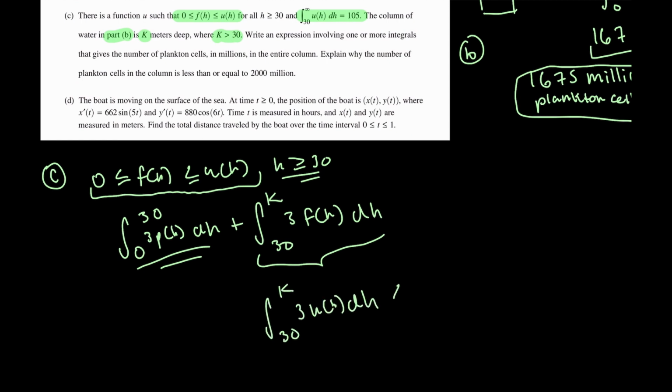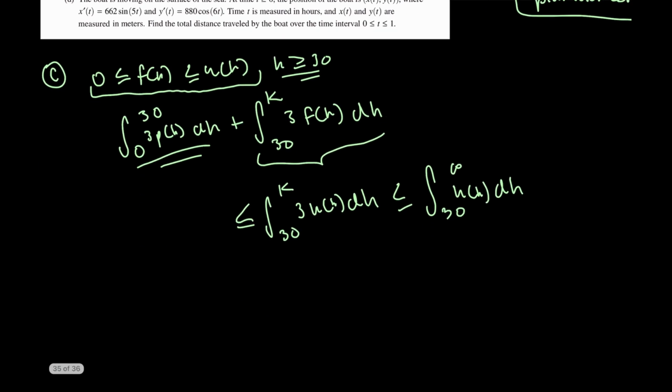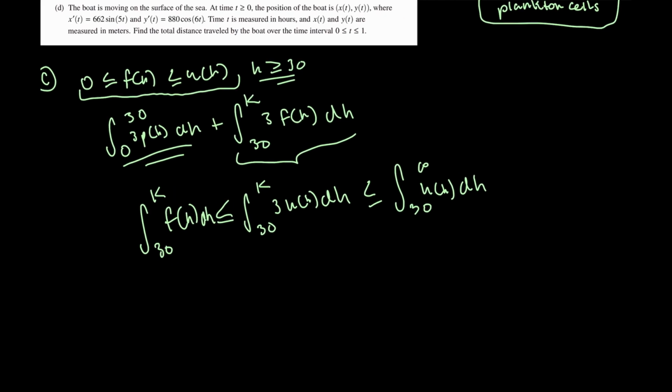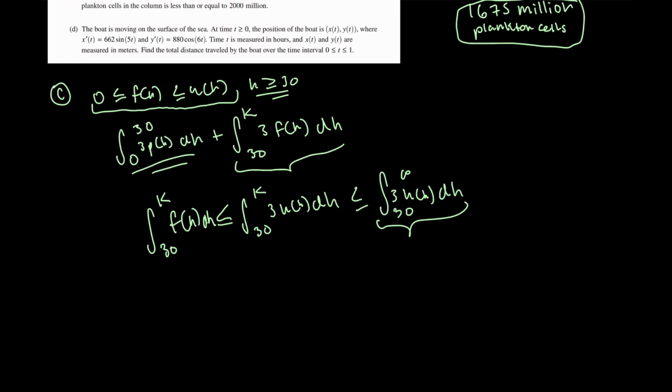And then for the next part, we'll need to evaluate this expression for the total amount of plankton cells. So for the first part from 0 to 30, we know that we can use our answer in the previous problem in part B of 1675. And for the second integral, we know that from 30 to k, it will be less than from 30 to infinity. So we can use 30 to infinity to over-approximate 30 to k.